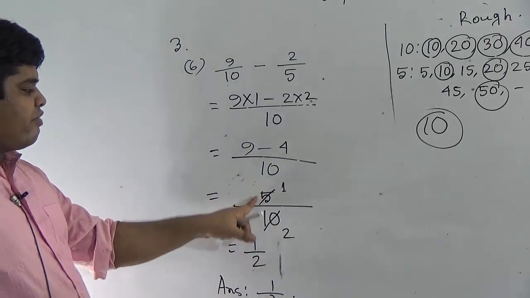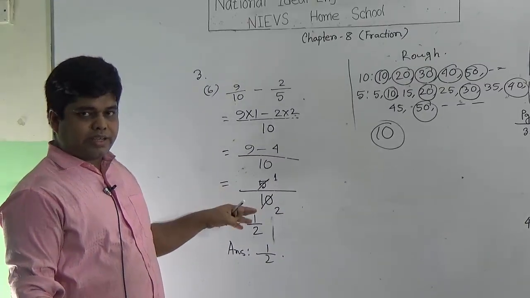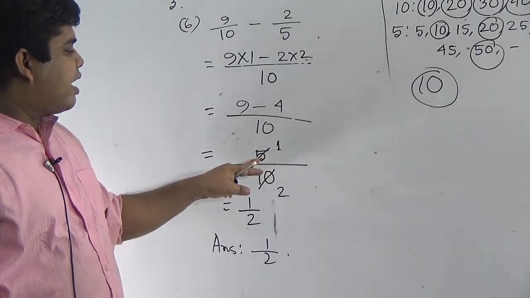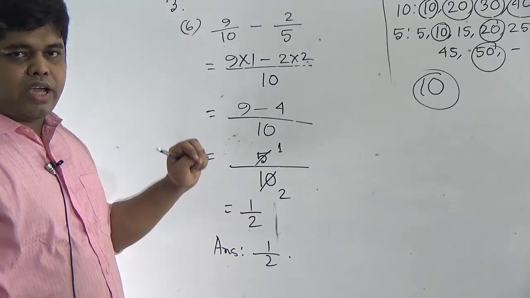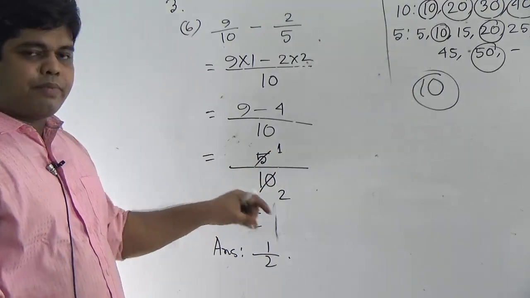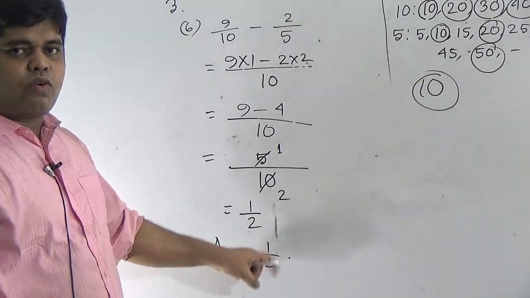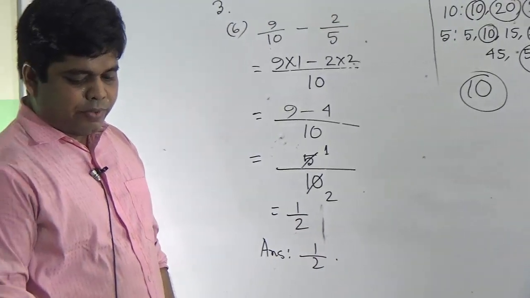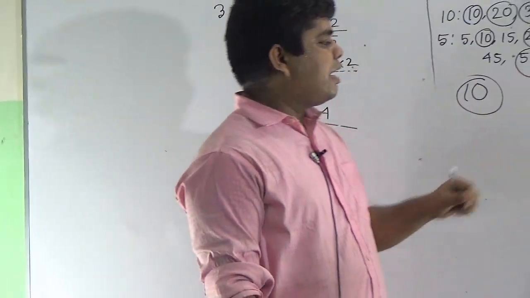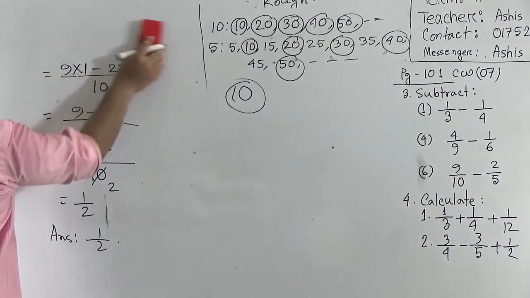I repeat it: here 5 by 10 can be the answer, but for your better understanding, I cut this. Here you notice 5 by 10, so we divide both numerator and denominator by 5. If we divide 5 by 5, then we get 1. If we divide 10 by 5, then we get 2. So the numerator is 1 and the denominator is 2. So 1 by 2 is the answer. I hope you have understood. So subtraction question number 3 is done. Next we shall solve question number 4, calculation. Okay, now I erase question number 3.